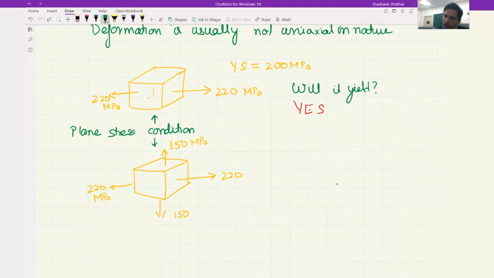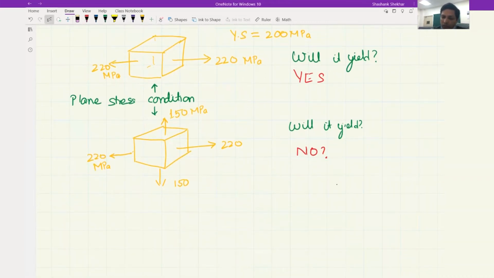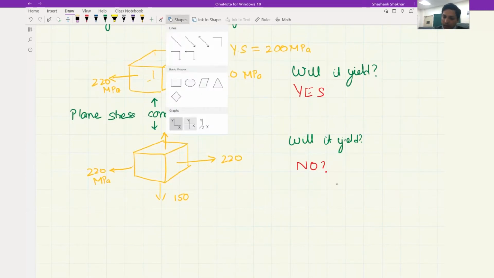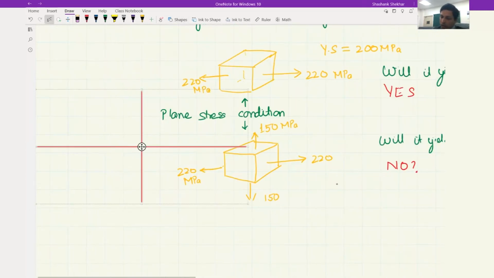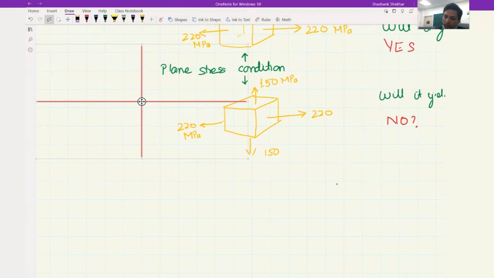Now again, the question is, will it yield? So it looks like it should, because we have applied the same stress. In fact, we are applying more than that stress. So the first instinct would be to say yes, but the answer is no. And when you draw the Mohr circle, this will become even more clear. But for now, I will just draw it like this.